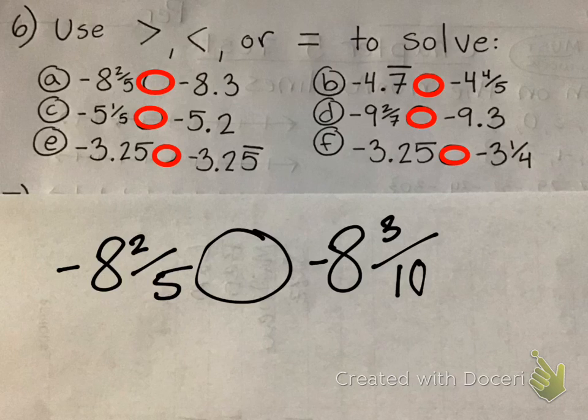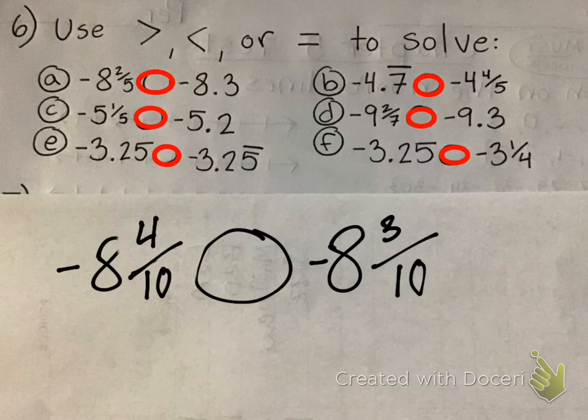I need to make them over the same denominator. How can I get 2/5 to be on the same denominator as 3/10? What else can I do, Shiley? Divide? No, not divide. What can I do, Chase? Multiply times 2. 5 times 2 becomes 10. And then this becomes 4.